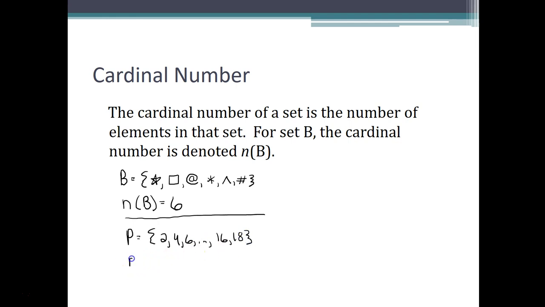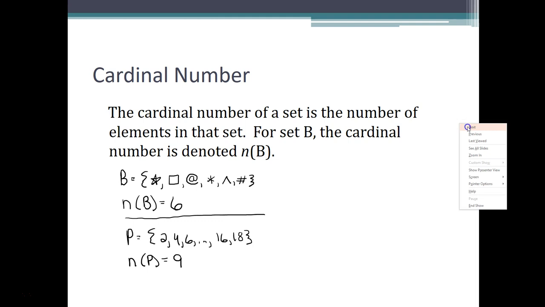So the cardinal number of set P contains 2, 4, 6, 8, 10, 12, 14, 16, 18. Contains 9 numbers. So the cardinal number of set P is 9. And that's it. If it's a finite set, you can count up how many elements, and then the cardinal number is how many there are. That's all it is.